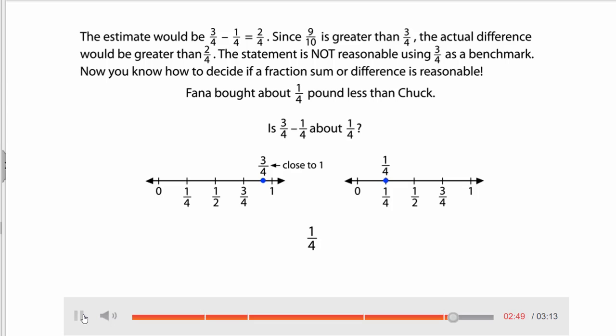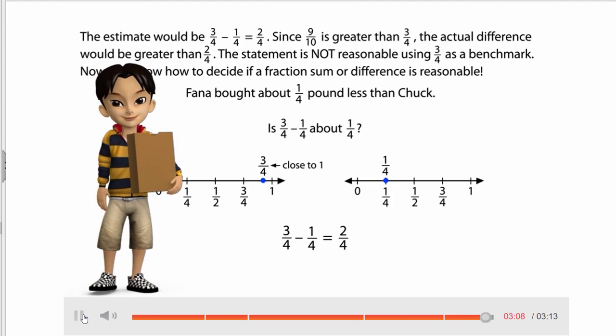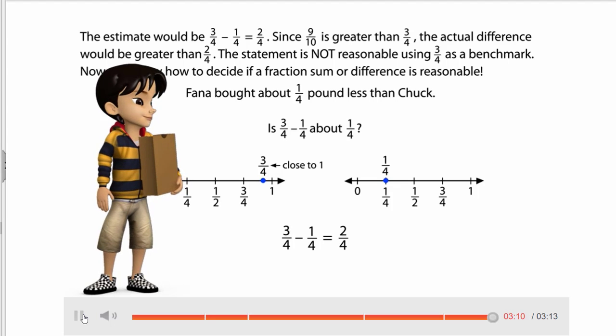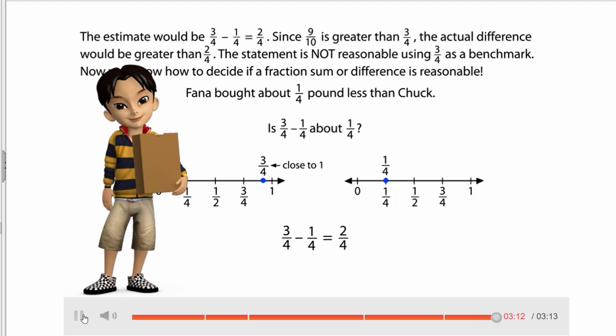The estimate would be 3/4 minus 1/4 equals 2/4. Since 9/10 is greater than 3/4, the actual difference would be greater than 2/4. The statement is not reasonable using 3/4 as a benchmark. Now you know how to decide if a fraction sum or difference is reasonable. Okay, now to the book.